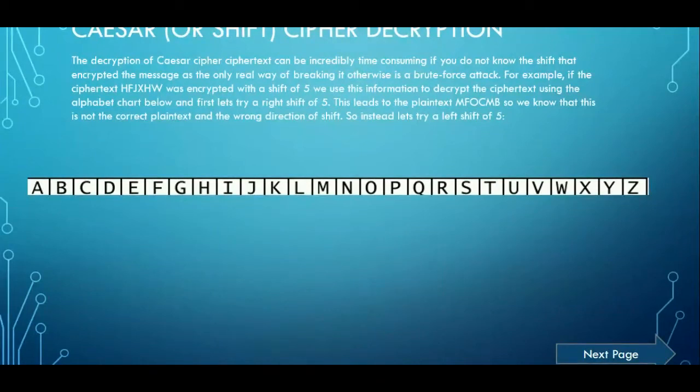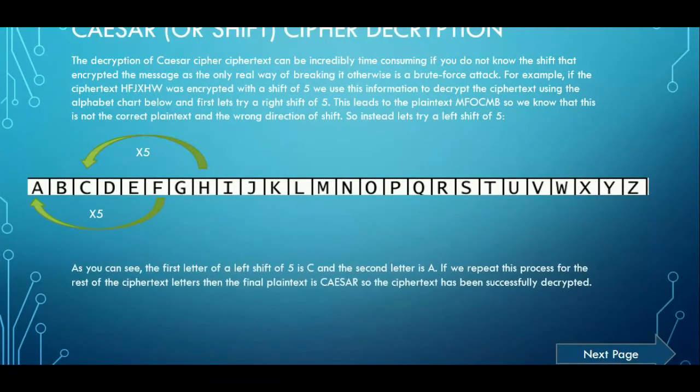Now, if we continue to repeat this process, as you can see there, H goes to C and F goes to A. Now, as you can see, if you continue to repeat that process all the way through your ciphertext, you will eventually decrypt it and find the plain text Caesar. So you've successfully decrypted a hidden message because you know the shift.